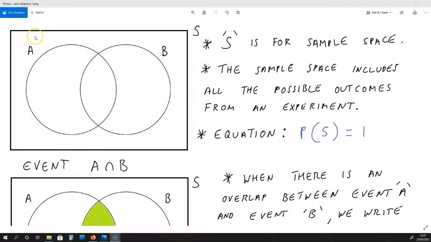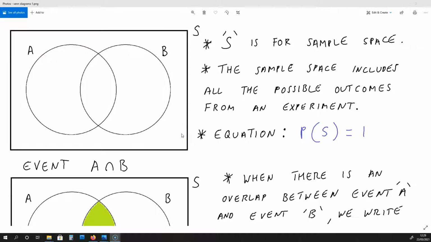With Venn diagrams, these rectangles are called sample spaces, and the letter S represents the sample space. Now the sample space will always be equal to 1. That means that this part of this circle over here, plus the part in this center, plus the part to the right, plus the part outside of these circles, combined will be equal to 1.